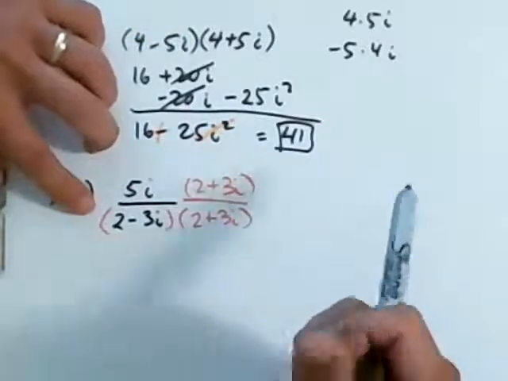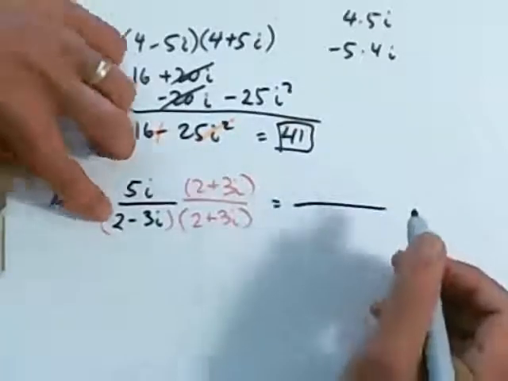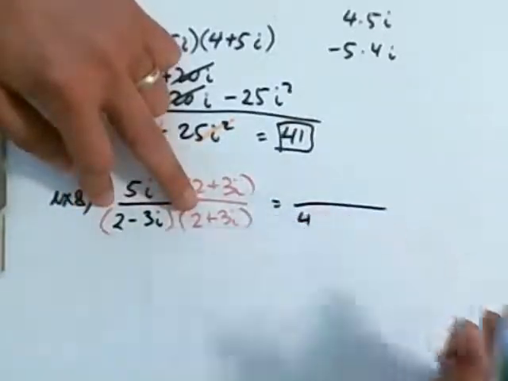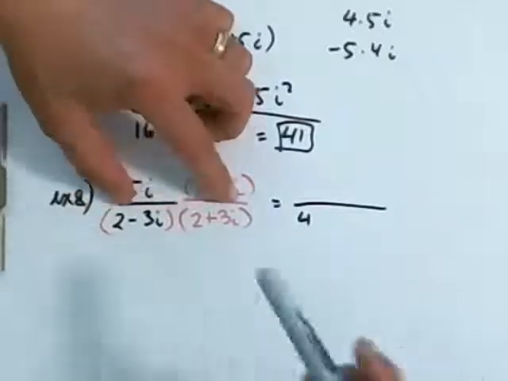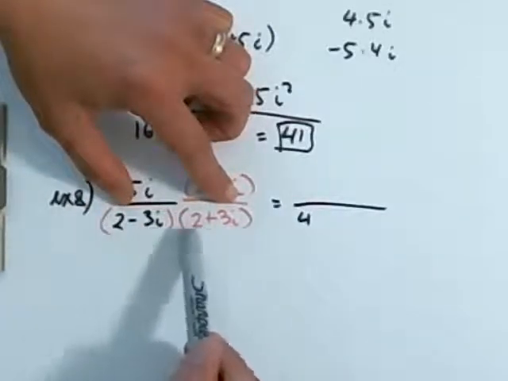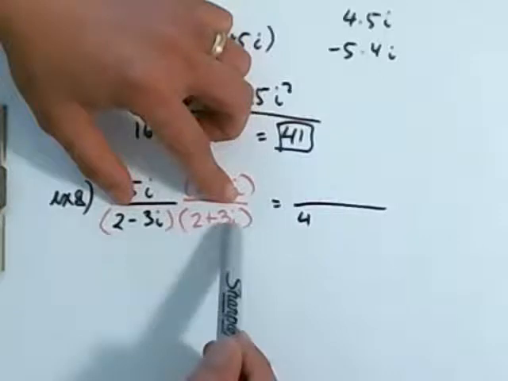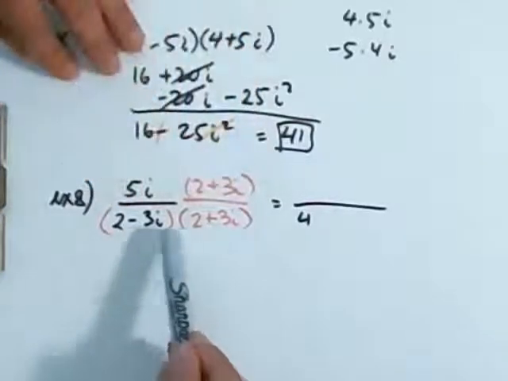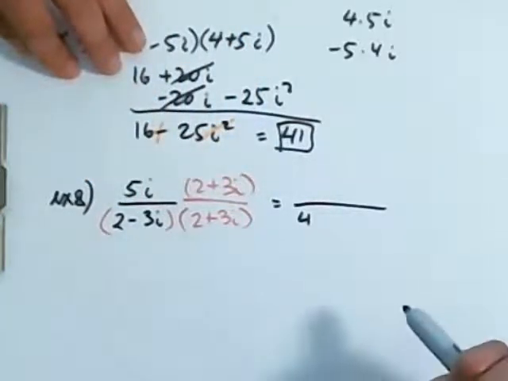Okay, and let's see what happens from now. On the denominator side, let's work on the denominator. 2 times 2 is 4. And then plus 6i, the outer, minus 6i, always cancel. The outer and the inner always cancels in conjugates. And then minus 9i squared.